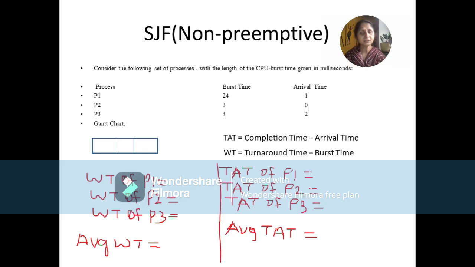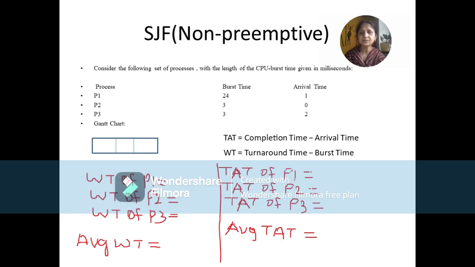They've given us three processes. Along with these three processes, there is a burst time associated with each process, and there is also an arrival time associated with each process. Burst time and arrival time is given in milliseconds. Now, whenever there is an arrival time given, what we have to do? We have to make sure that we don't miss the arrival time.